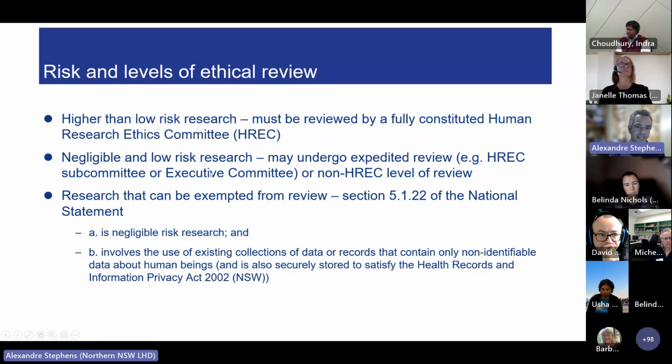There's also a certain class of research that can be exempted from a review entirely. This is defined in section 5.1.22 of the national statement. And these are basically negligible risk research applications that involve the use and analysis of existing data collections that only contain non-identifiable data about human beings. So basically, we use this a lot, for example, in our own organisation for retrospective data analyses.